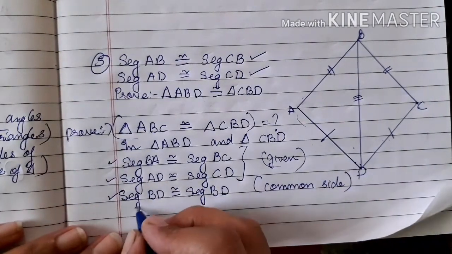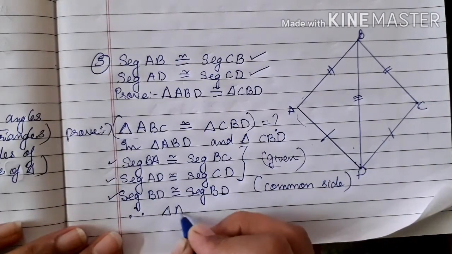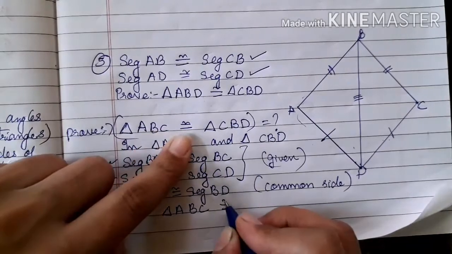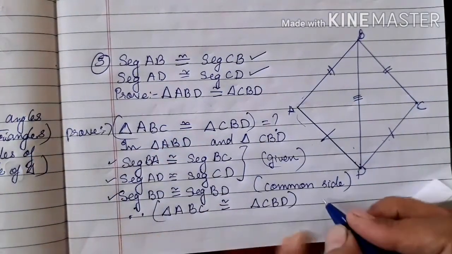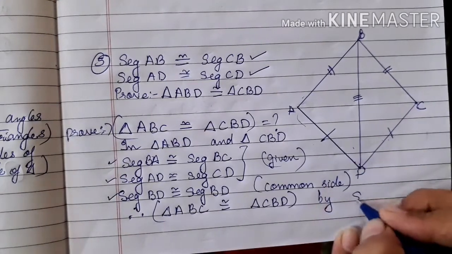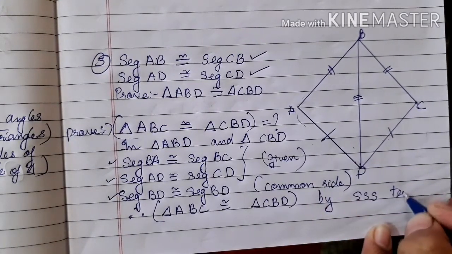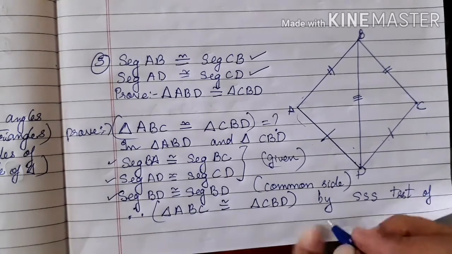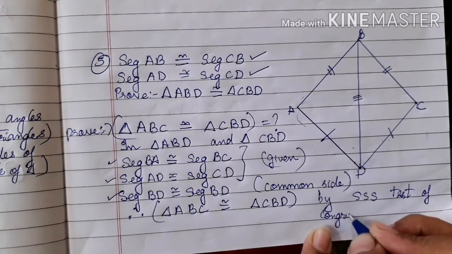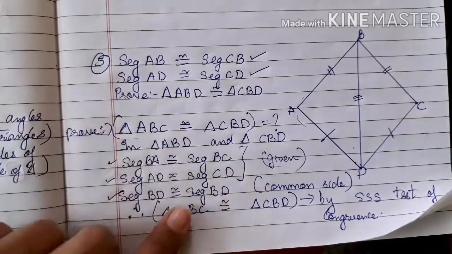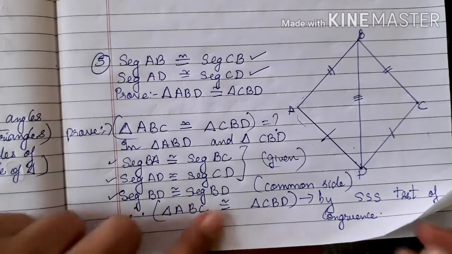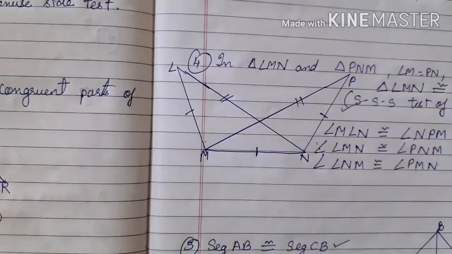Now we can prove that triangle ABC is congruent to triangle CBD by SSS test of congruence. We got the 3 reasons, then we prove that the triangles are congruent by SSS test. Now moving towards the 6th question.